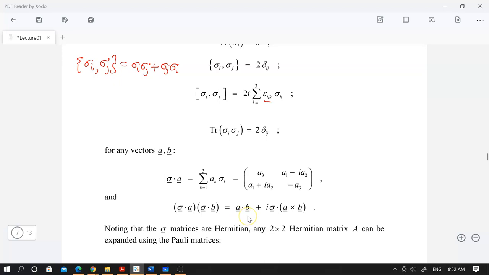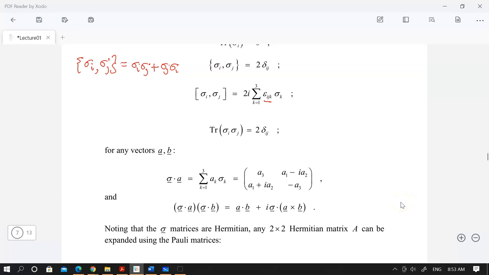The operations involve the two products that you know for your vectors. In other words, this gives you A dot B, the scalar product. And then you also have your vector product. So this is something nice about the Pauli matrices.